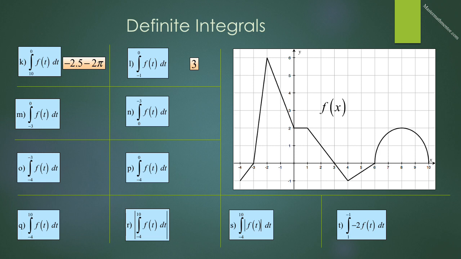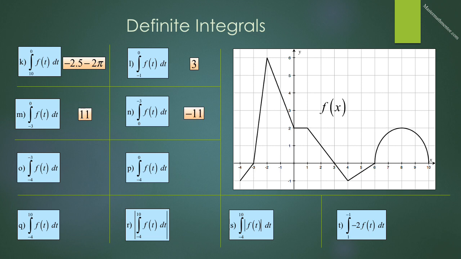Number 11 reads the integral from negative 1 to 0 of f of t dt. This is a trapezoid, and the area is 3. As we go left to right, the dt is positive and the function is positive.